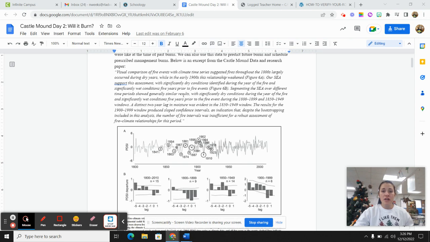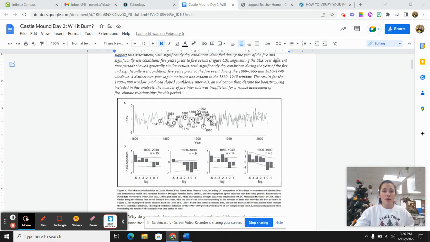So, in order to start out, what you guys are going to be doing is looking through this data. And this, once again, is from that Castle Mound data. You are going to be looking here at a visual comparison of fire events with a climate time series. What we are looking at is, over time, a bunch of different fire events that happened. The larger circles are going to indicate a larger fire event. This 0 is our baseline. Years below are going to be drier years. Years above are going to be more wet years.